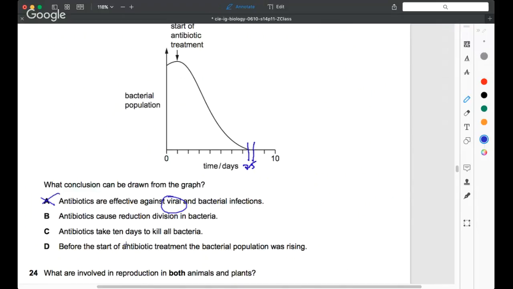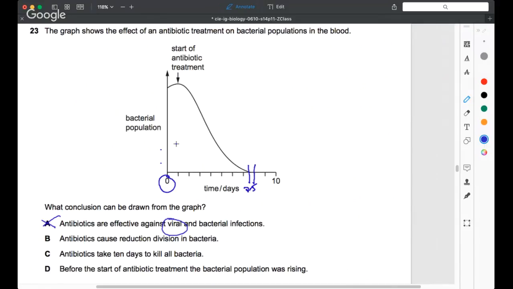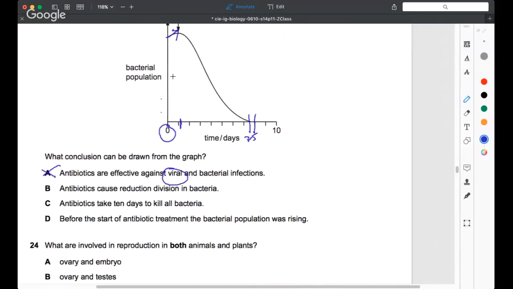And before the start of our antibiotic treatment, the bacterial population was rising. Well, we know that the antibiotic treatment started on day 1, and then it's going up during this period. So on day 0, before the antibiotic treatment started, our bacterial population was increasing. So we can conclude D is correct.